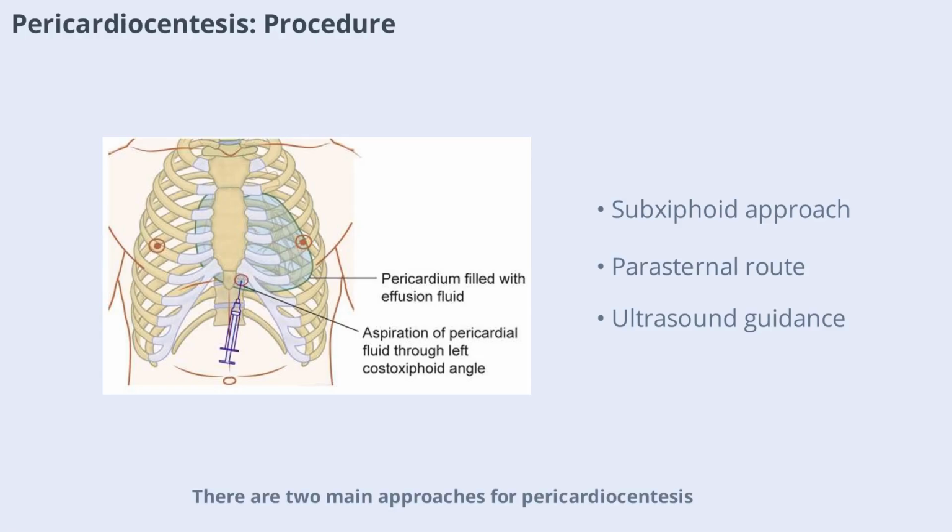There are two main approaches for pericardiocentesis. The subxiphoid approach involves inserting a needle at the left costoxiphoid angle with an upward inclination of about 45 degrees. Alternatively, the parasternal route introduces the needle into the left fifth or sixth intercostal space under ultrasound guidance.